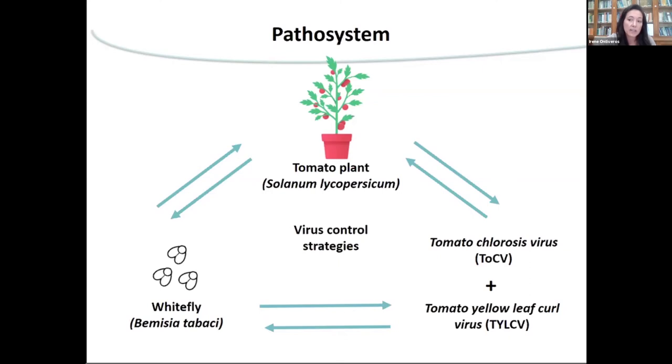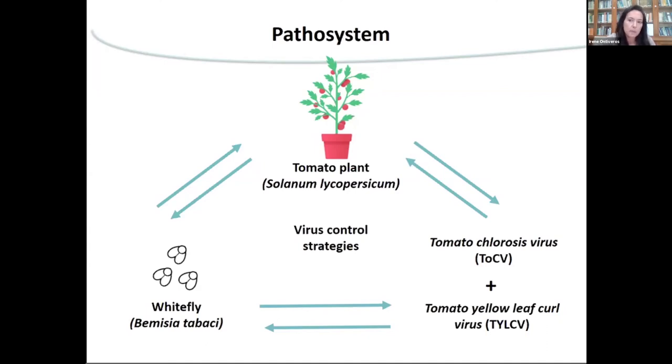Here, we have two viruses, tomato chlorosis virus and tomato yellow leaf curl virus. These two viruses primarily affect tomato plants, and both are transmitted by the insect vector, the whitefly Bemisia tabaci. This study will expand our knowledge on mixed infections and could help to update the strategies of control of viral diseases in crops.